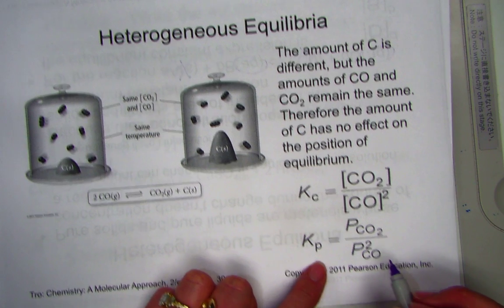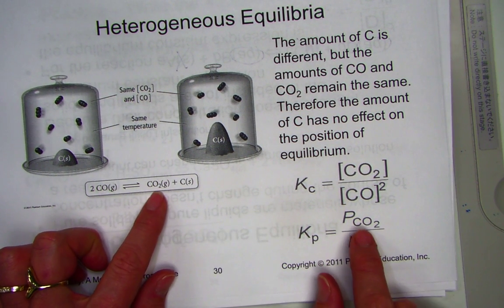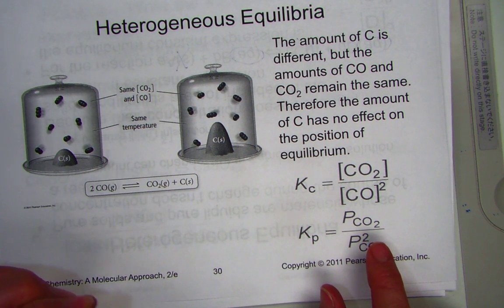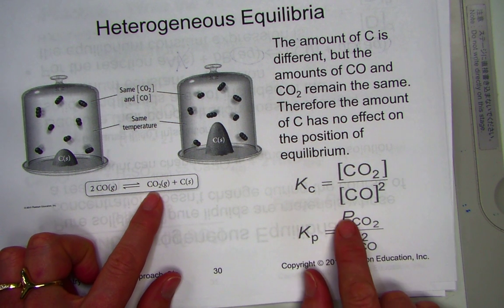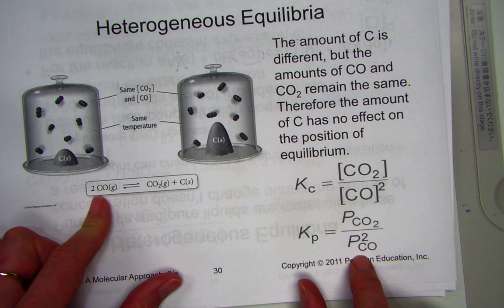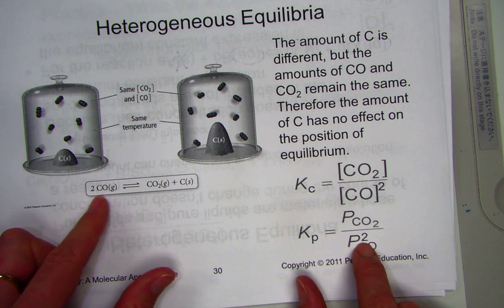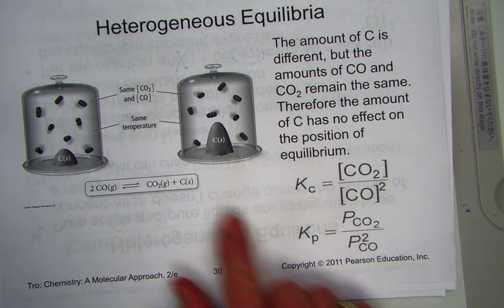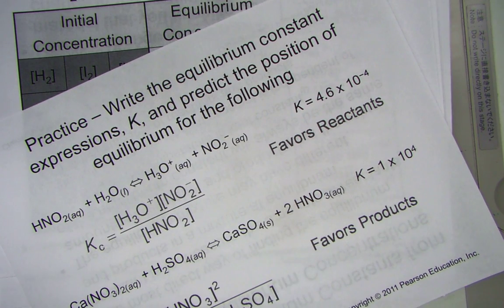Kp would talk about partial pressures. Only gases have pressure. So partial pressure of CO2 set over the partial pressure of our reactant CO squared for that coefficient of 2. The solid carbon drops out.